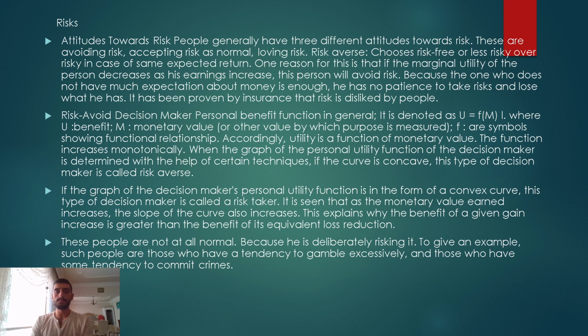It's seen that as the monetary value earned increases, the slope of the curve also increases. This explains why the benefit of a given gain increase is greater than the benefit of its equivalent loss reduction. And the last one, these people are not normal because they are deliberately risking it. To give an example, such people are those who have the tendency to gamble excessively, and those who have some tendency to commit crimes.